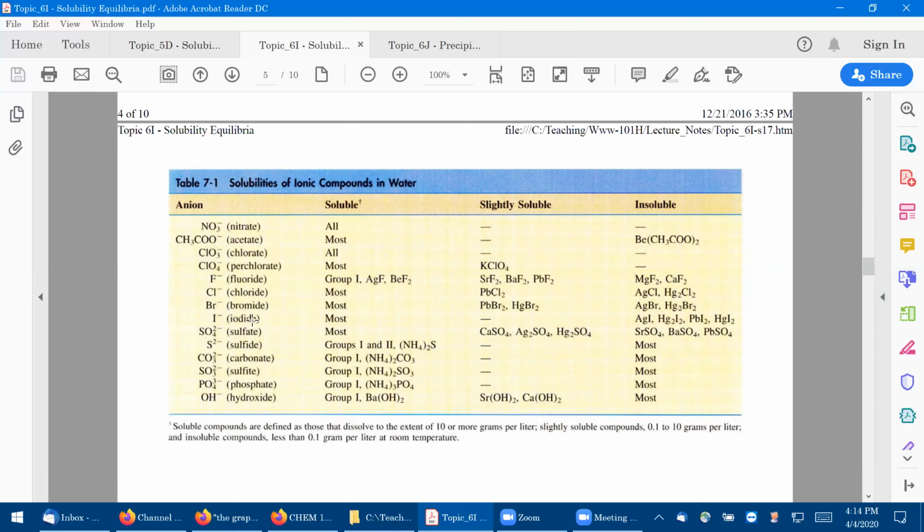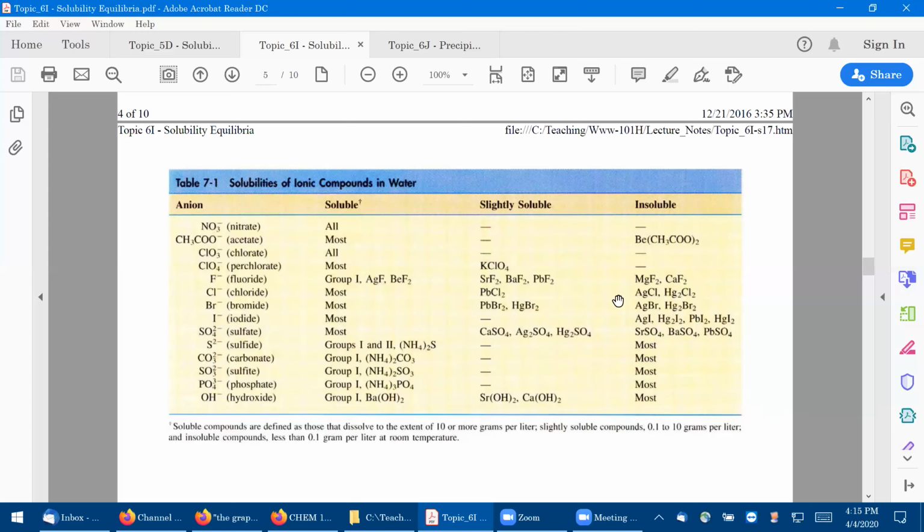The quantitative terms that we use for this table are shown here in the caption below. Soluble compounds are defined as those that dissolve to the extent of 10 or more grams per liter. That's very soluble. That means you can dissolve a lot. Slightly soluble, this category here, is arbitrarily chosen to be in this range of 0.1 to 10 grams per liter. And then insoluble is simply classified to be less than 0.1 gram per liter at room temperature. But that does not mean, as we'll see, that the solubility is actually zero. It simply is very small.